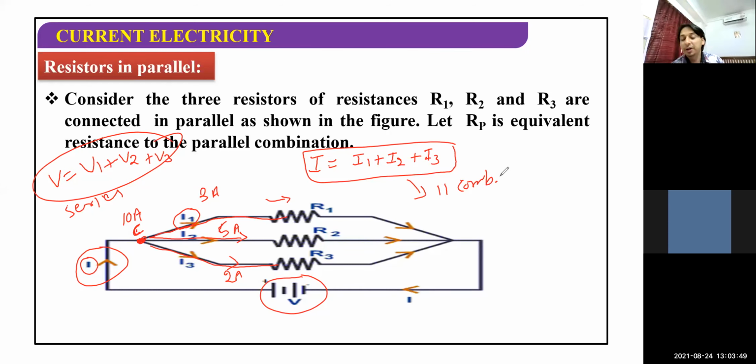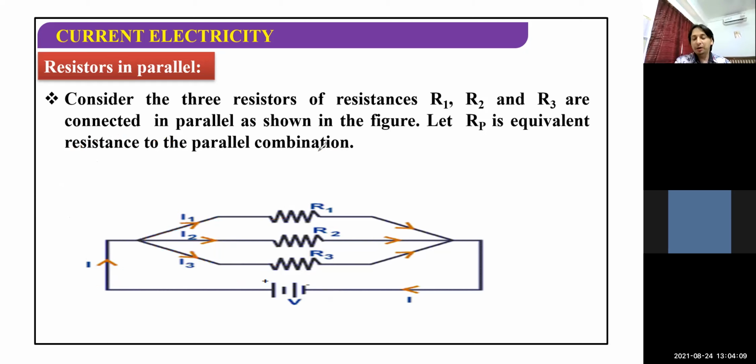In parallel combination, current divides, but whatever current is produced by the battery, the total current is equal to the sum of the individual currents passing through the different resistors. So that is the first information about the parallel combination. So in parallel combination, current passes through different loops.